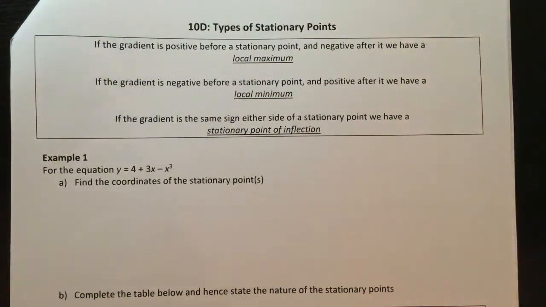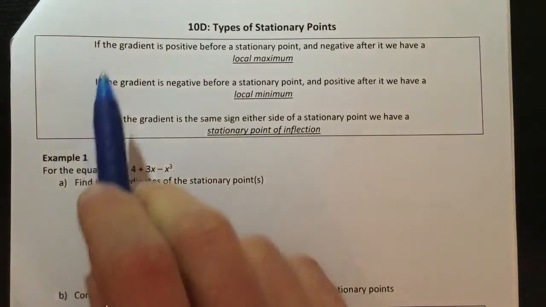Hello method students. In this video we're going to be having a look at types of stationary points and how we can use the gradient of a function to determine what type of stationary point we've got. So we've already seen that at a stationary point the gradient is 0, right? That's the definition of a stationary point. But if we investigate what's happening just before and just after a stationary point, we can work out what type of stationary point it is.